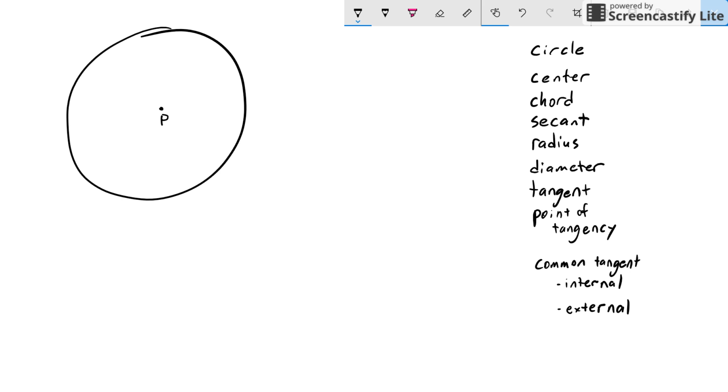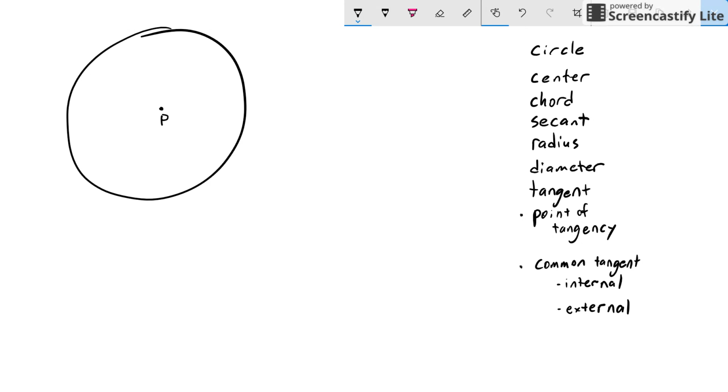Over here on the side, I've listed all of the terms that you have on your sheet: circle, center, chord, secant, radius, diameter, tangent, and then I've added on a few. Point of tangency we'll talk about, and then common tangent, both internal and external. We'll have to talk about those too. Those aren't on the notes sheet, but they are ones you'll need to know for your assignment.